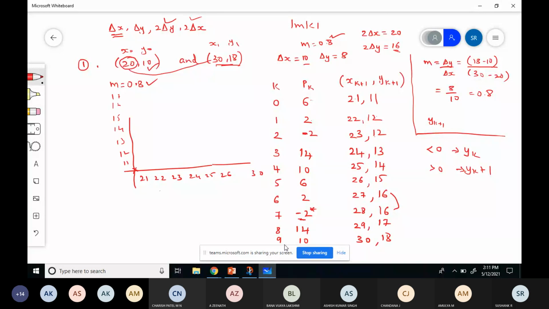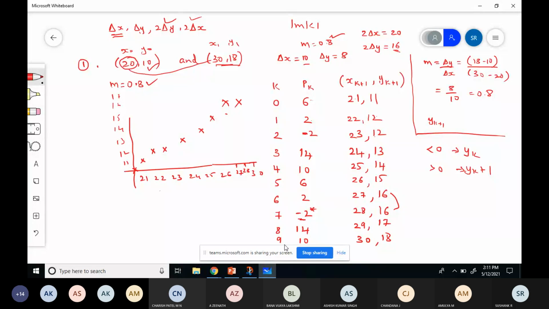After this, the next point will be at 21, 11. After that 22, 12, again 23, 12, the same position, 23, 12. After that 24, 13, 25, 14, 26, 15. So if it is 27, then 27, 16, and 28, 16. So here if I take it as 28, it is 28, 16.